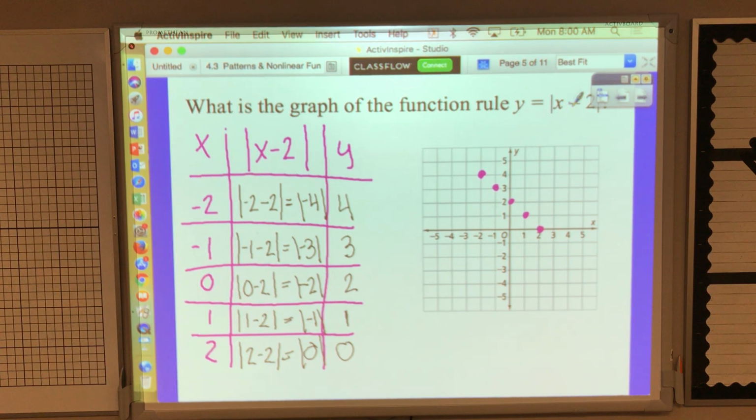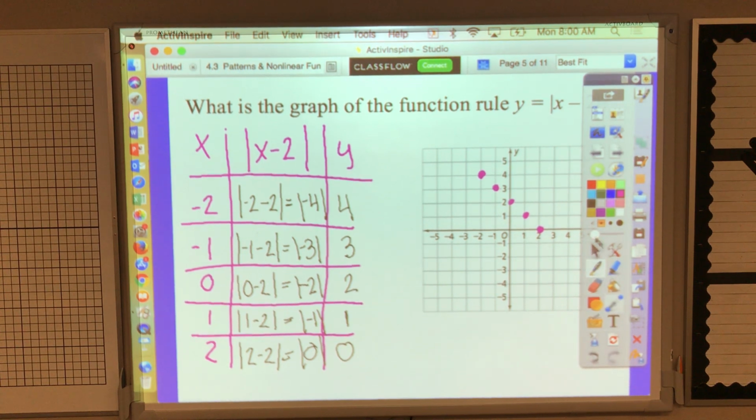Okay? So what that looks like, and since it's absolute value, I need to think about this graph. When I connect these dots, my graph is never going to go past 0 on the y-axis. It can't go negative, so I need to think about what's going to happen over here. So I'm going to extend my table one spot. And if I plug in 3, 3 minus 2, absolute value, is 1.